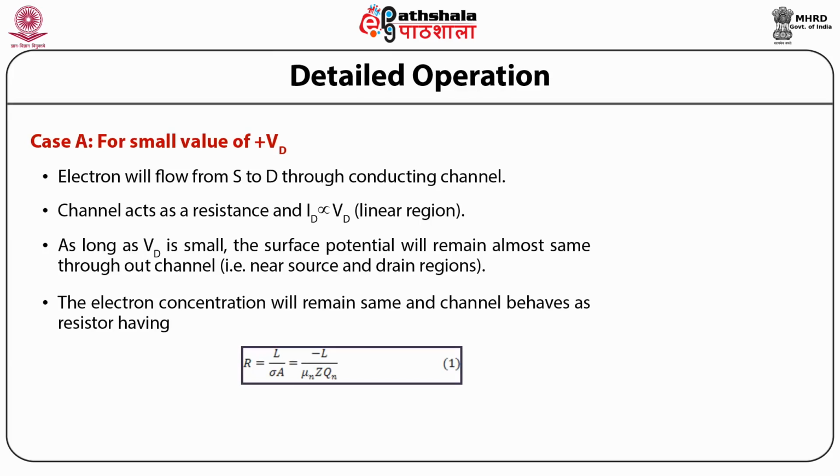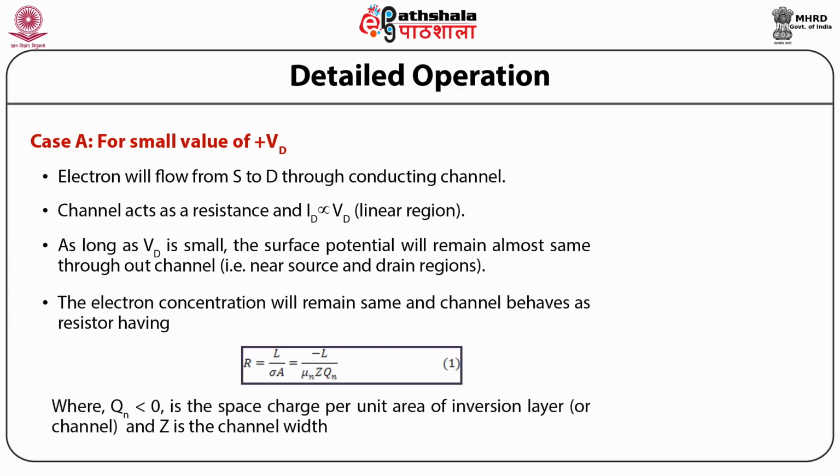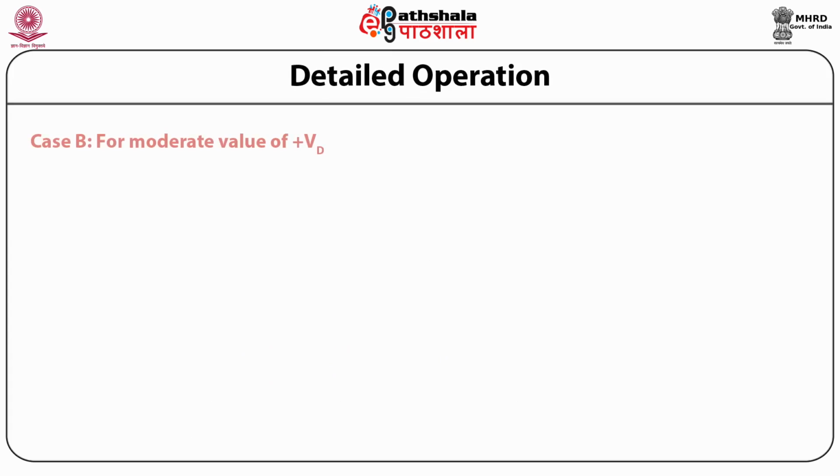R equal to L by sigma A, which is equal to minus L by mu n Z multiplied by Qn, where Qn is less than 0. It is nothing but the space charge per unit area of the inversion layer or channel, and Z is the channel width. Now let us take the second case, that is a moderate value of Vd is applied.